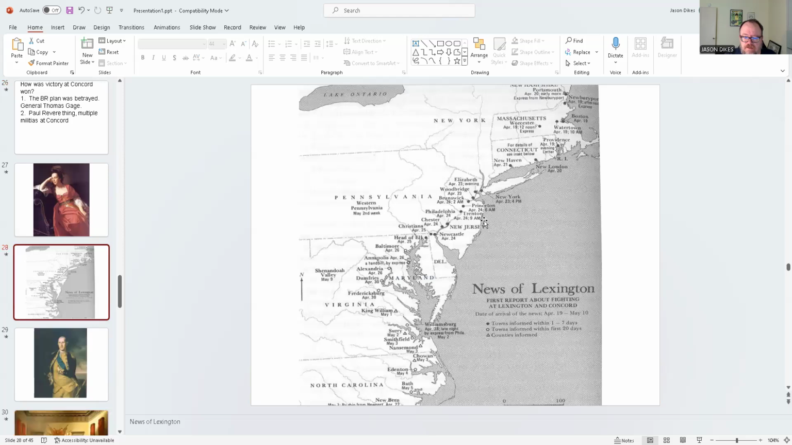Word of Lexington and Concord spreads pretty quickly. Here it is. So it's in Connecticut within a couple of days. It's in Rhode Island the same day. It's down into Pennsylvania. It gets all the way down to the Carolinas within 2 weeks. So that is quick spreading news for 1775.